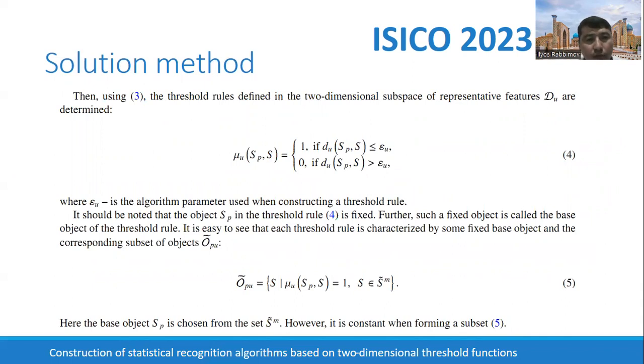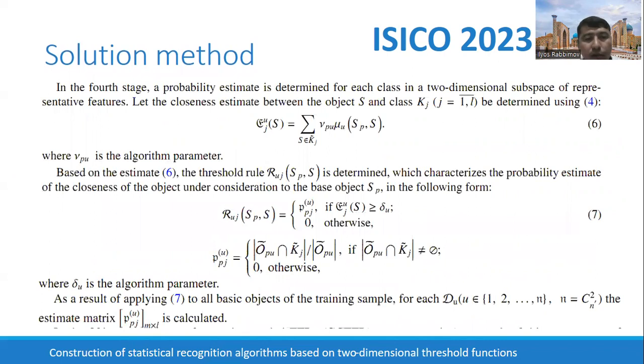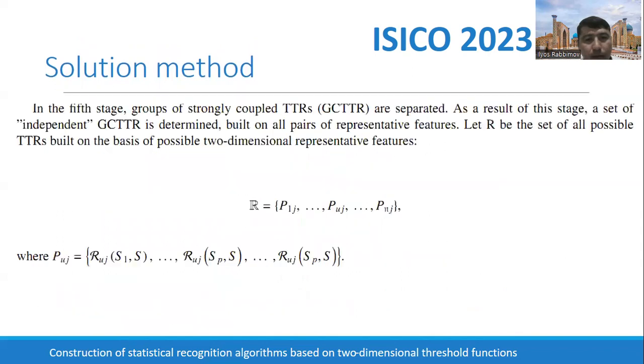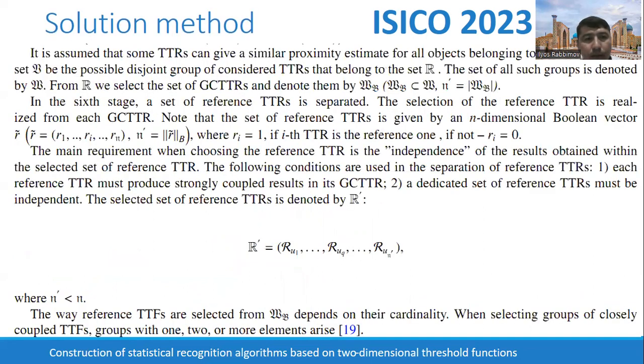Then, using the equation series, the threshold rules defined in the two-dimensional subspace of representative features D_u are determined as follows. In the fourth stage, a probability estimate is determined for each class in the two-dimensional subspace of representative features. In the fifth stage, groups of strongly coupled TTR are separated. It is assumed some TTR can give a similar approximate estimate for all objects belonging to set C-M.